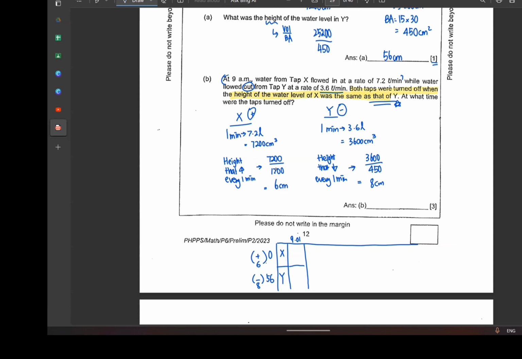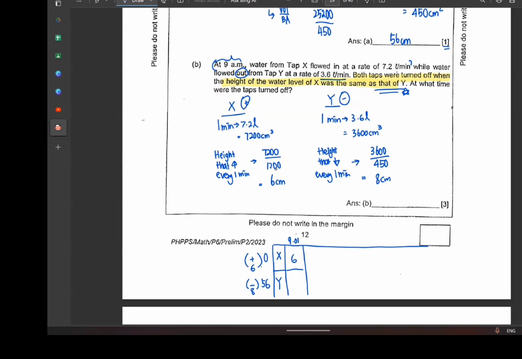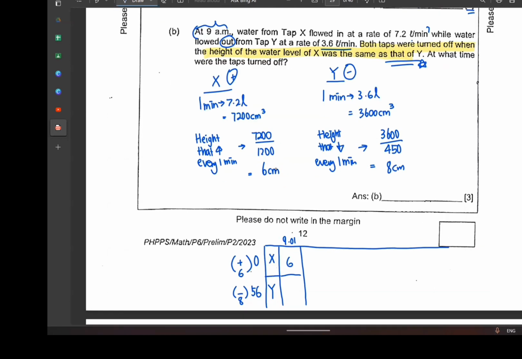So the first minute is 9:01 a.m., because they started at 9 a.m. One minute later, X will be 6 cm. This is the height, not the volume. For Y, it will be 56 minus 8, which gives me 48. Then at 9:02, we plus again and get 12 over here. 48 minus 8, we get 40. So you can see that we are getting very close. Now at 9:03, you plus again, you get 18.